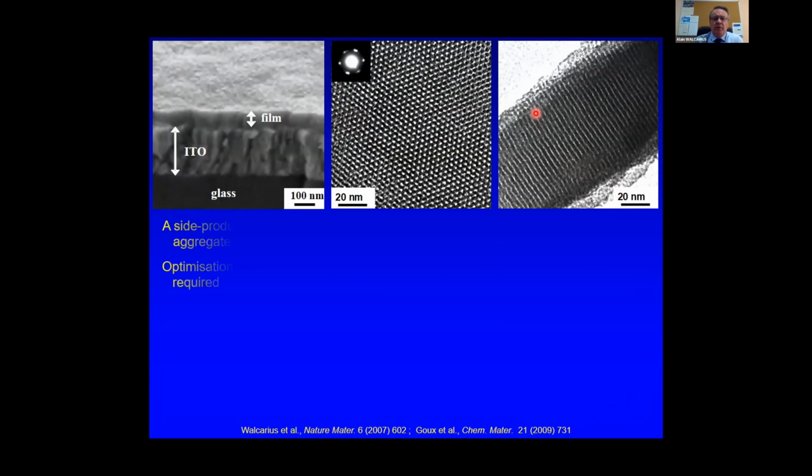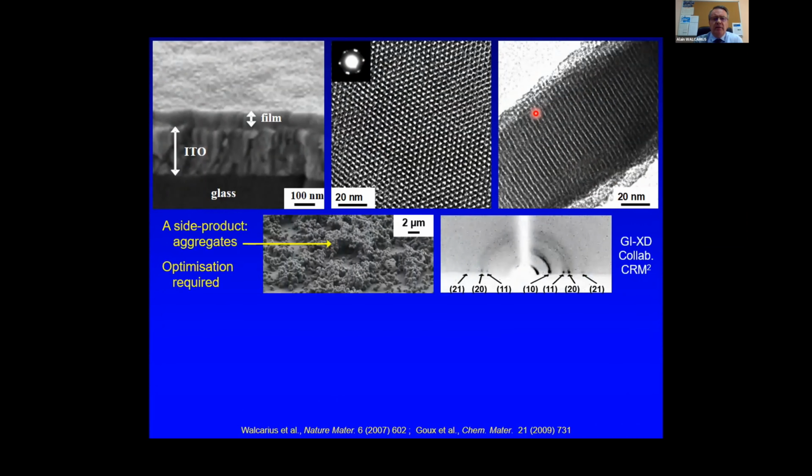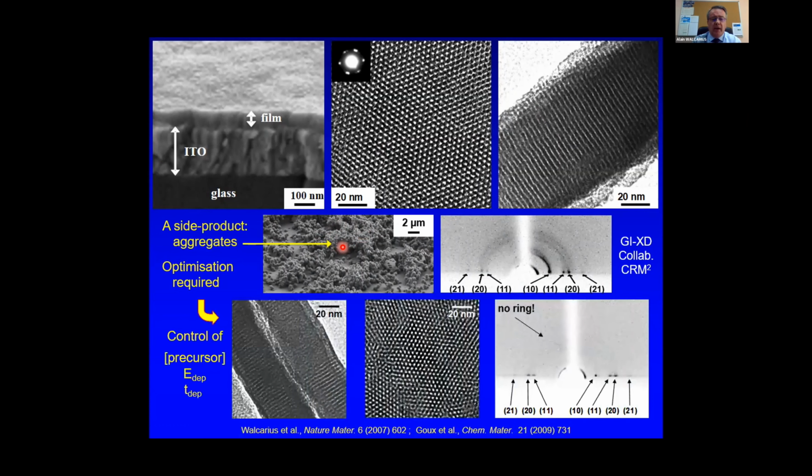But life is not always perfect, and in addition to this nice film, we also have some aggregates that are likely to form at the top of the film, and this is due to the solution bulk co-condensation of the system. But we can control the parameters, especially the concentration of the silane precursor, deposition time, and potential. And in that case, we can indeed get only the thin film without the aggregates, as you can see here from the grazing incidence XRD.